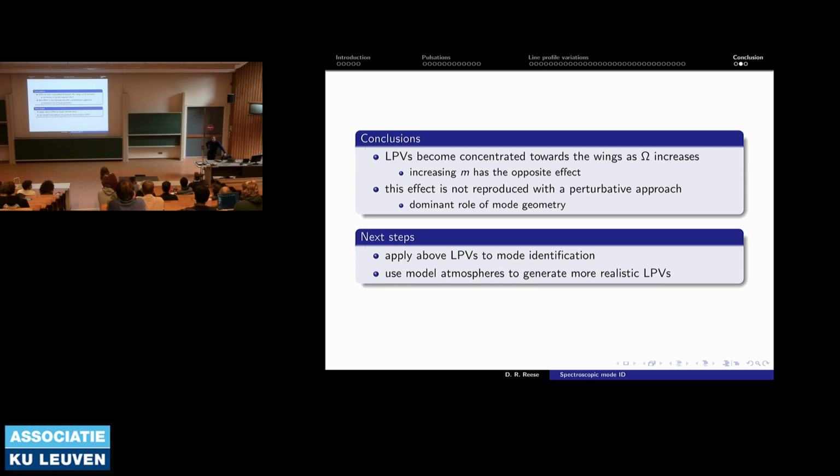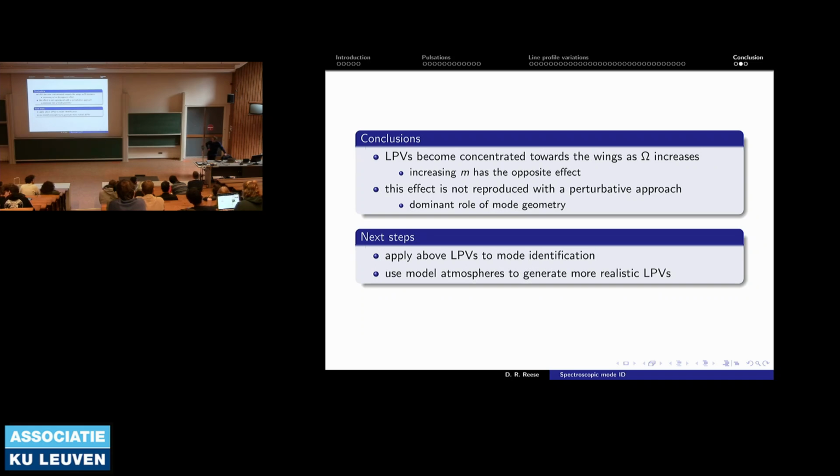Okay. Have you investigated the uniqueness of the line profile variation, in the sense that you have the angular momentum, you have the inclination, you have the different mode parameters? How easy is it to generate the same kind of line profile variations with different input parameters?